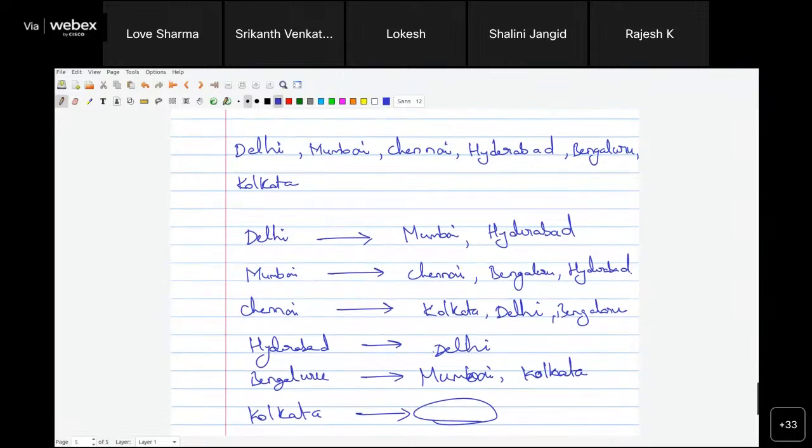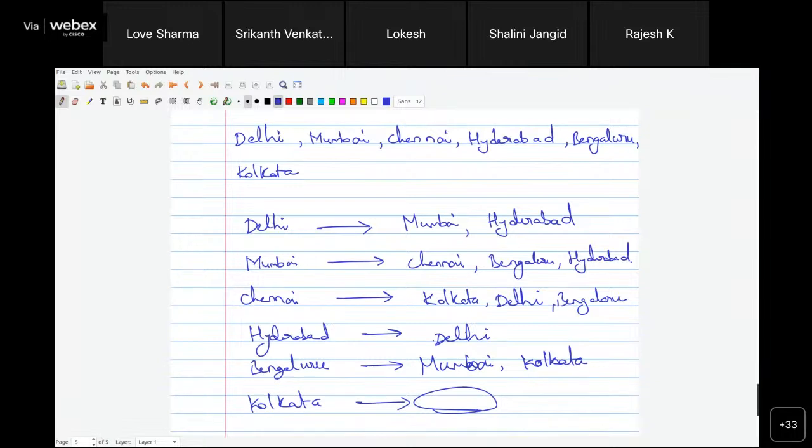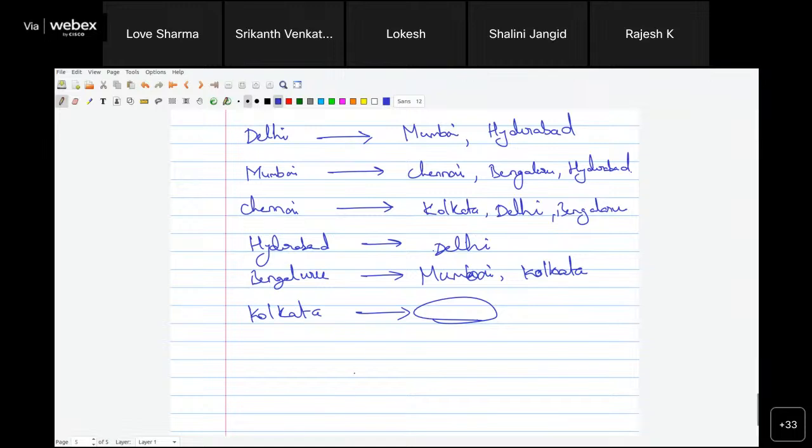Now we have to draw a graph that represents this data. We can draw it by treating these cities as the vertices, and I will give a directed edge from one vertex to another vertex if there is a direct flight connecting them. So let us draw the graph now.